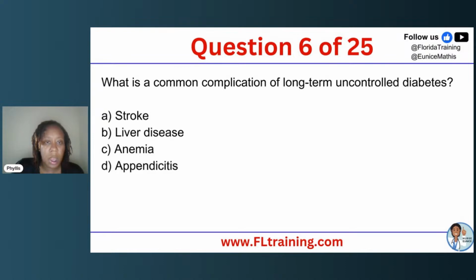Which is a common complication of long-term uncontrolled diabetes? A, stroke. B, liver disease. C, anemia. D, appendicitis.